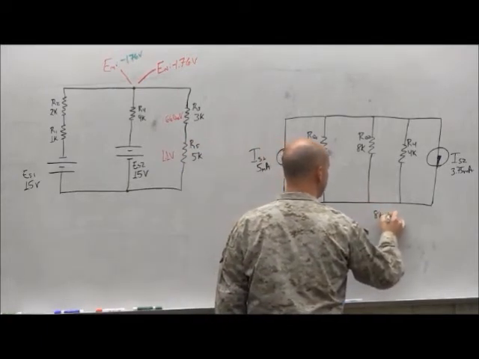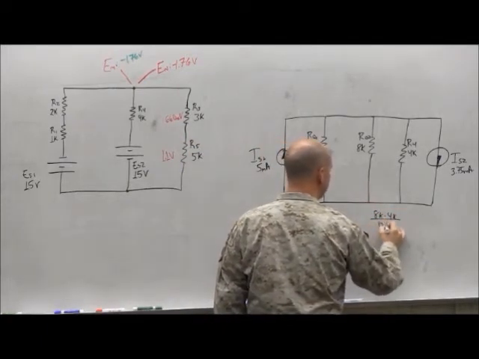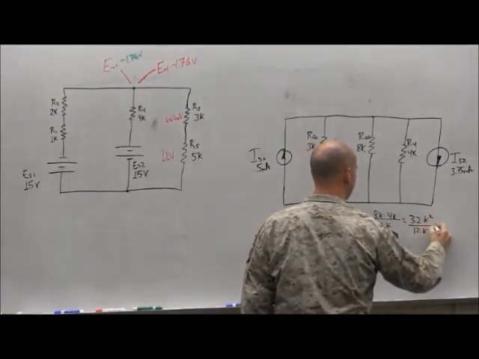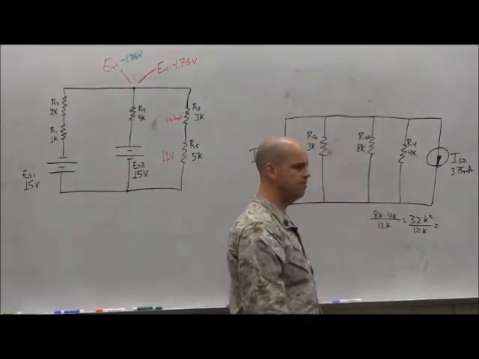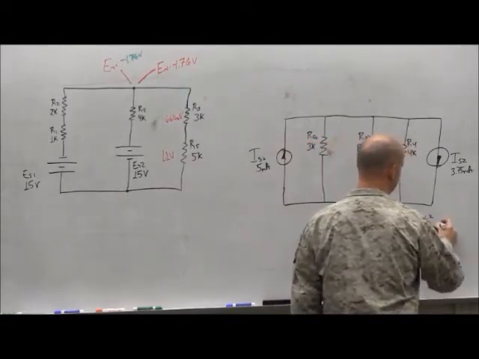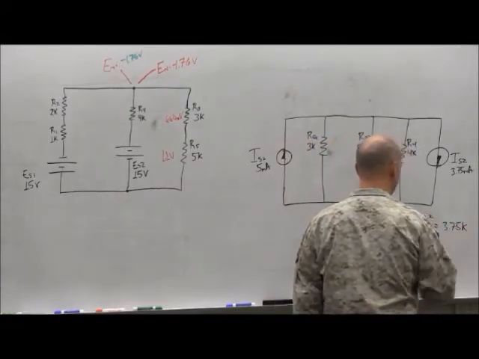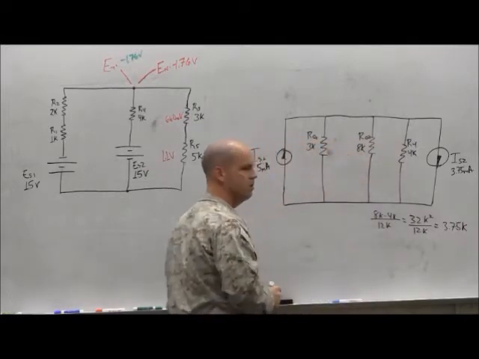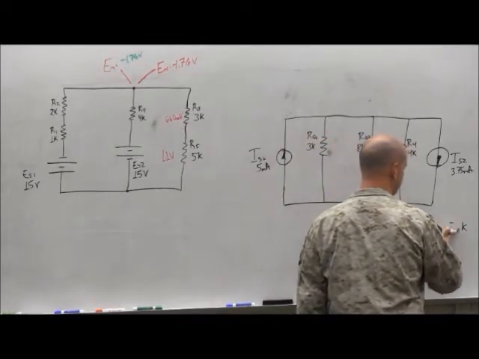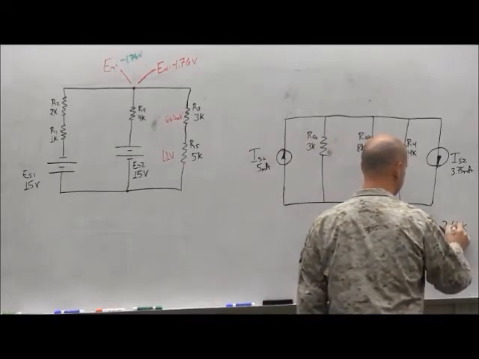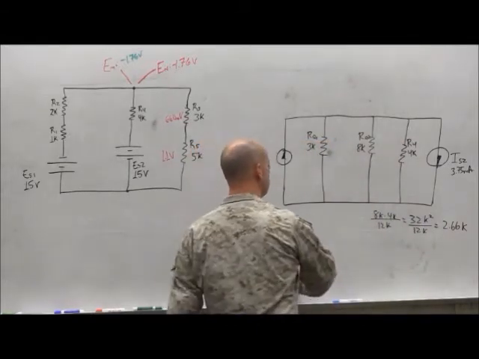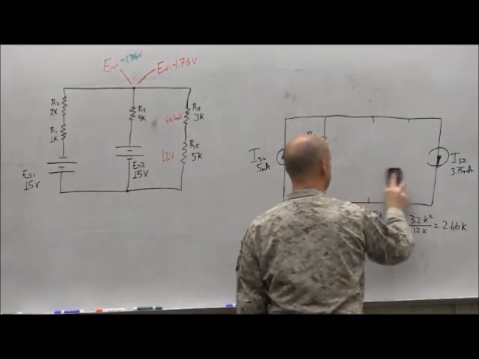We get 8K times 4K over 12K, which is going to be 32K squared over 12K. What does that give us? 32 divided by 12? Should be 3.75. Is it 3.75K? Is that right? 2.66. Yeah. Okay. Close. 2.66K. So I can erase those.